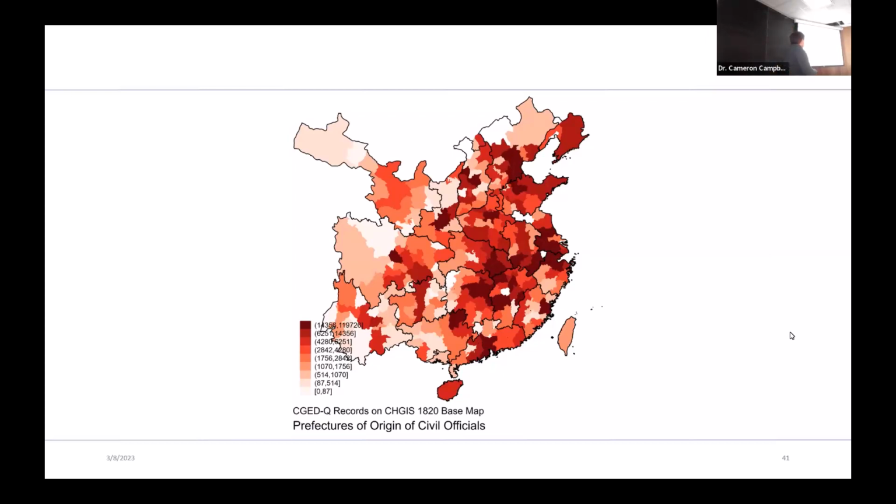Anyway, even with these caps, the places that were producing the most degree holders were places that even now do quite well in terms of education. So Jiangsu, Zhejiang, parts of Hunan, Guangzhou and so forth.